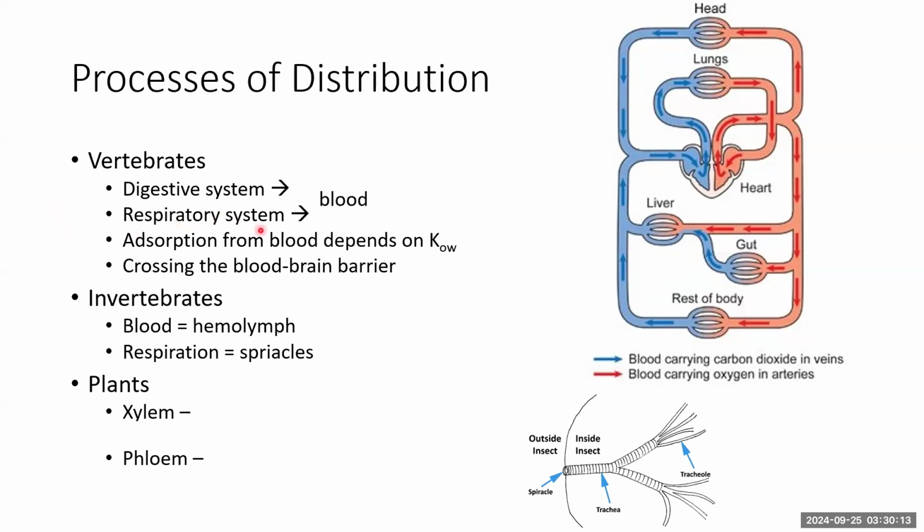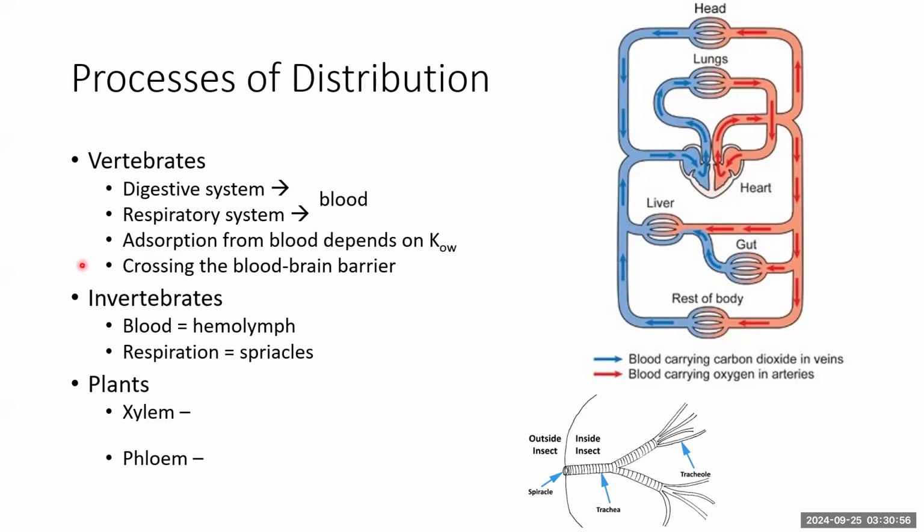How easy it is for a substance to go from the digestive system to blood or the respiratory system to blood is going to depend on, of course, KOW. We might expect more lipophobic substances to go through the respiratory system. You're breathing things in. It's got to cross the water moisture barrier that's in your alveoli in order to go into your bloodstream. If we're in the digestive system, there's a lot of lipids going on there. We might expect more hydrophobic substances to be more easily introduced into the bloodstream through the digestive system. So again, think about what kind of compound it is.